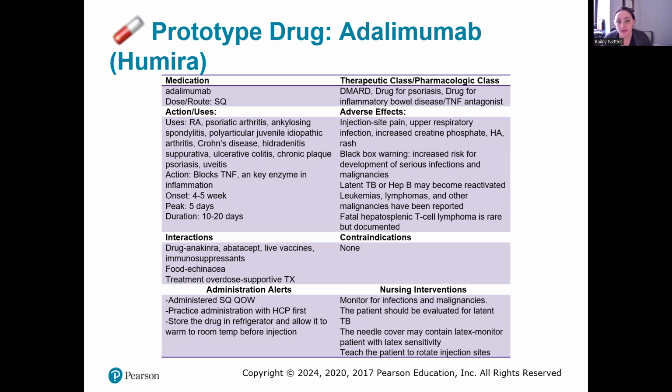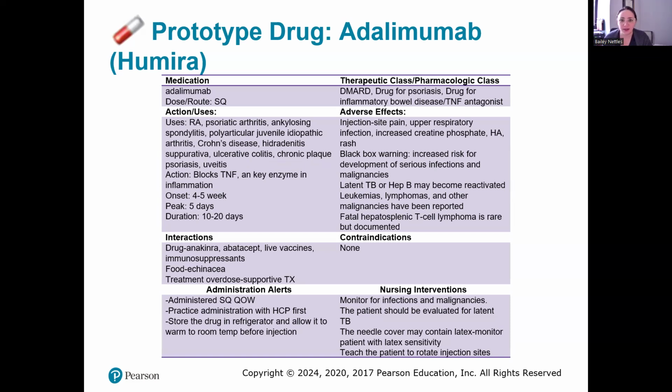Once again, all these are immunosuppressants, so we're going to monitor for infections. We're going to monitor for malignancies. If they have any kind of odd symptom, odd pain, odd growth somewhere, they need to go have it checked out, okay? Before they start the treatment, you need to check them for latent TB and Hep B.